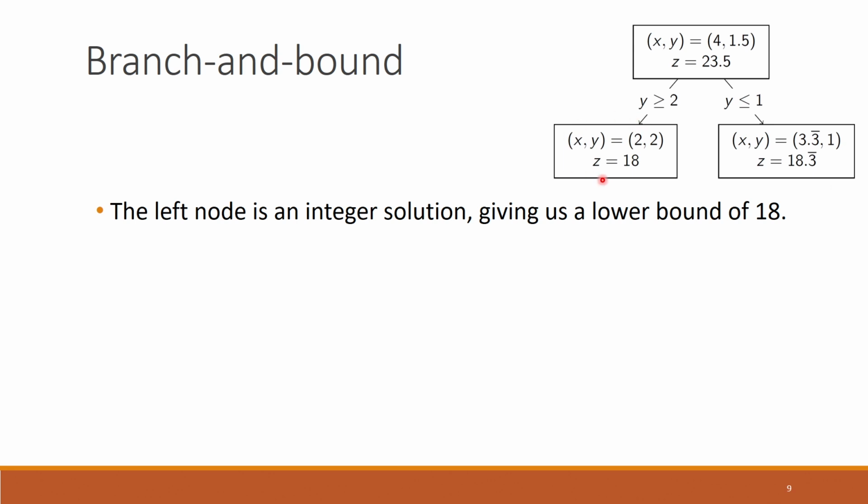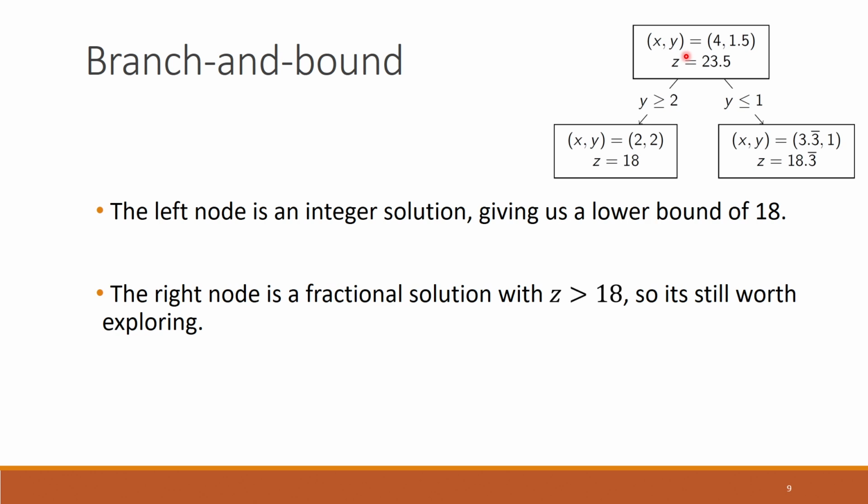This left node is an integer solution. This is giving us a lower bound of 18. Why? Because we already have a solution with integer values, 2 and 2 both being integers. Since the objective function value at this point is 18, the optimal value of the original integer program cannot be less than 18, because there is already one solution with the value 18. So now we have obtained a lower bound of 18 for the objective function value of the integer program. We already had an upper bound of 23.5, obtained by solving the original linear programming relaxation.